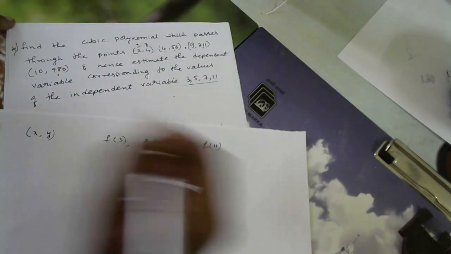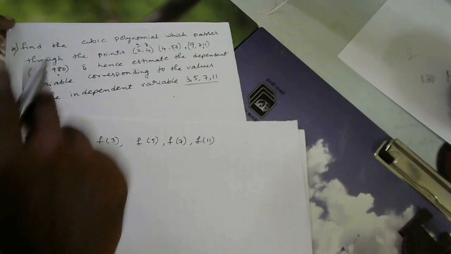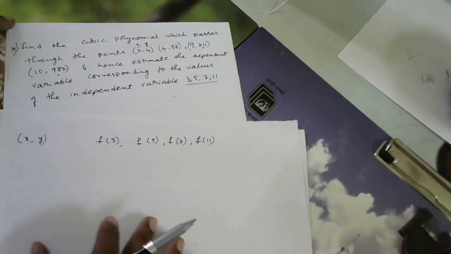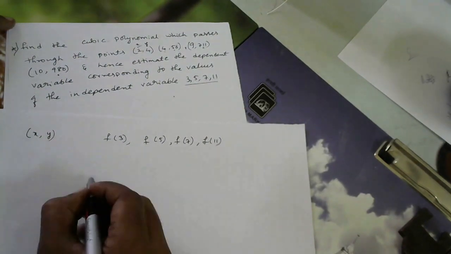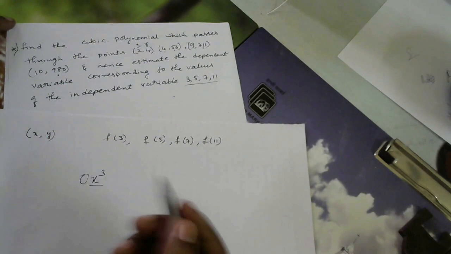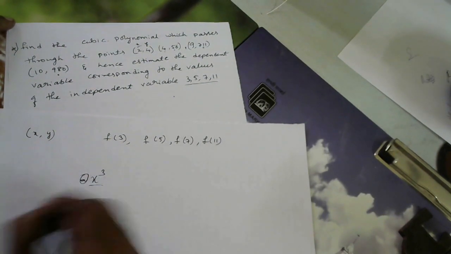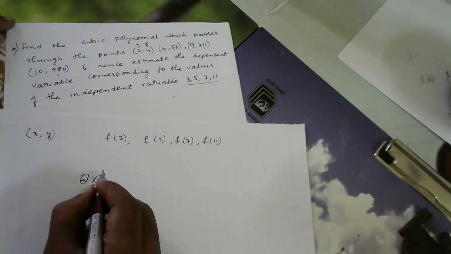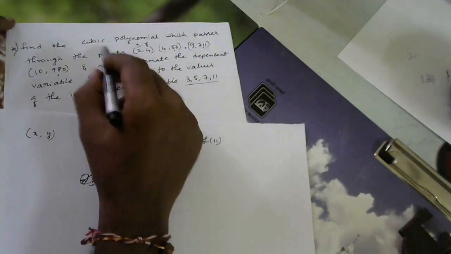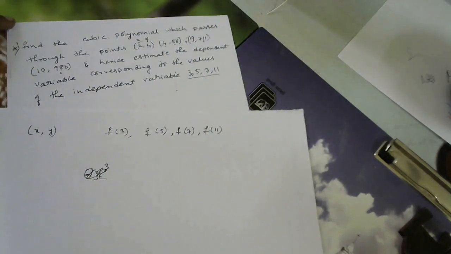Also they asked to find f of 3, f of 5, f of 7 and f of 11. So first you have to find the cubic polynomial, remember. The polynomial should be of the cubic form; the coefficients can be anything, but the x power should be cube only. So first you have to construct the table.